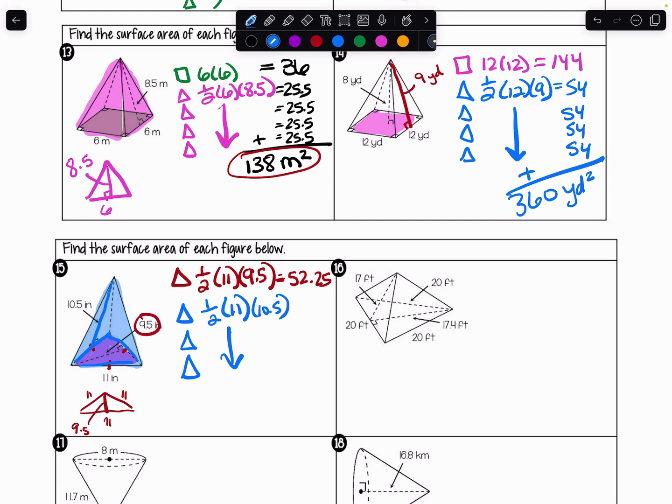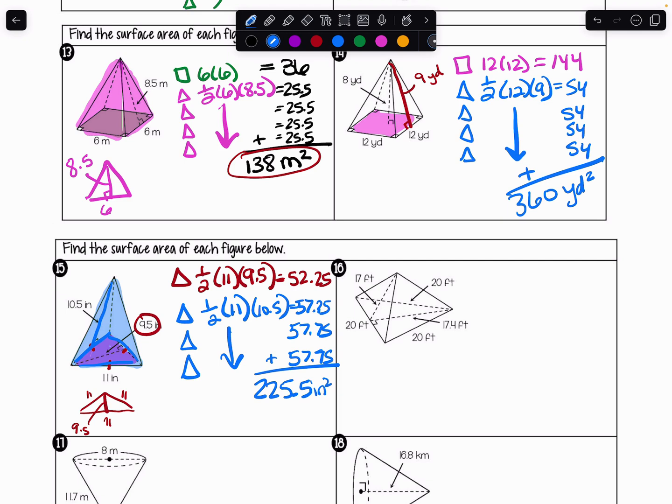So each of those triangles, putting it into my calculator now, is 57.75. So let's write that out 3 times because each triangle is the same. To add them up, I'll multiply 57.75 times 3, and then I'm going to add 52.25. And I get 225.5 inches squared.